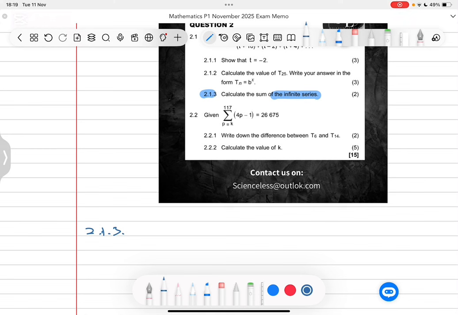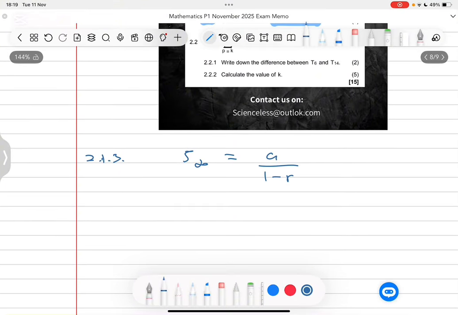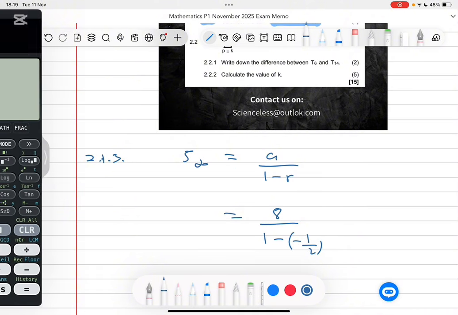So this is to say that if you add the terms, they converge. They go to a certain number as you add the terms in this series, as you add as many terms as possible. Now, to get that, the equation that we use is S to infinity equals a over 1 minus r. And in this case, we really have an 8 over 1 minus 1 over 2.